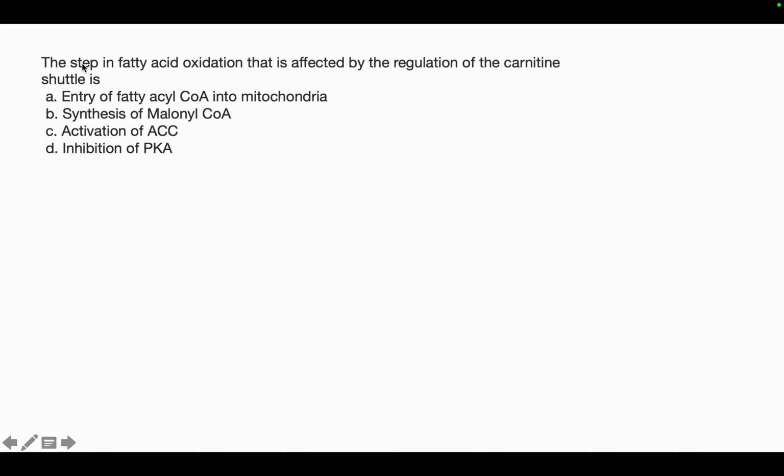The step in fatty acid oxidation that is affected by the regulation of carnitine shuttle is: entry of fatty acid CoA into mitochondria, synthesis of malonyl CoA, activation of ACC, or inhibition of PK. The carnitine shuttle takes place in the transport of fatty acid CoA into the mitochondria. So whenever the carnitine shuttle is inhibited, there won't be any entry of fatty acid CoA into the mitochondria. If there is no fatty acid in the mitochondria, there won't be any beta oxidation. As simple as that.